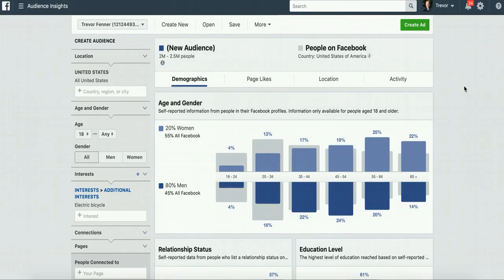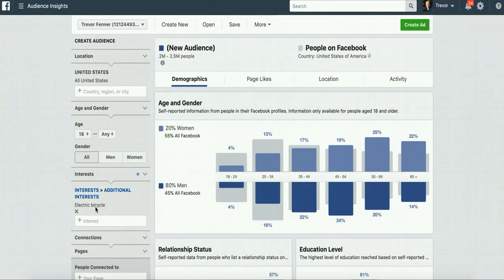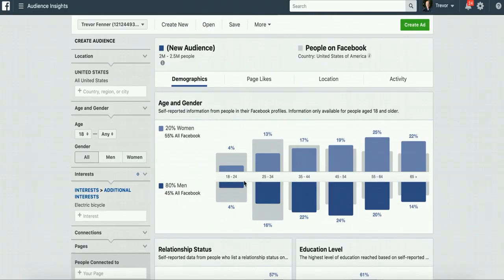Alright, so here we are in Facebook Audience Insights. I actually realized the keyword that I should type in is electric bicycle. It doesn't have any information on electric bikes, but they do have information on electric bicycles. And as you can see, the demographics are quite a bit different than just a regular bicycle. And this is because the target market for an electric bicycle is much older.